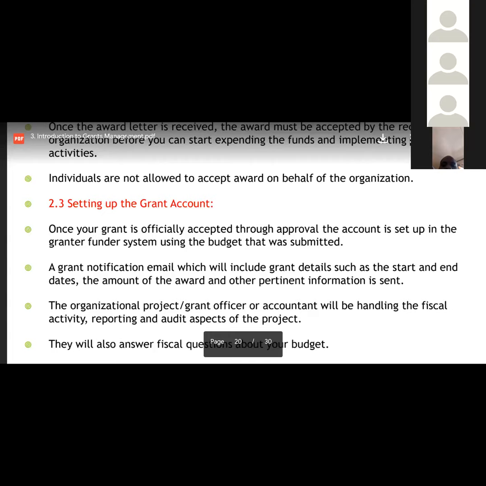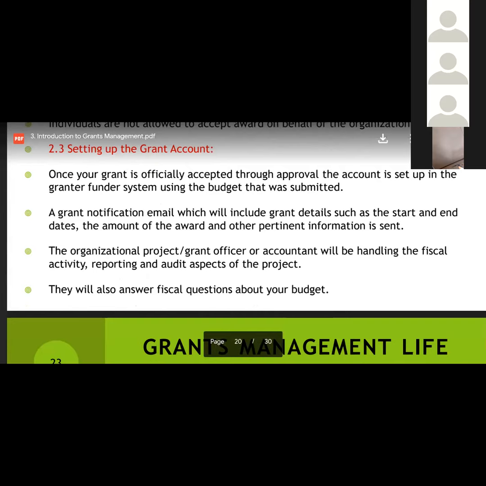Then the organizational project or grant officer or accountant will also be handling the physical activity and the reporting and auditing aspects of the project. And they will also be able to answer any fiscal questions about your budget that you might want to confirm with them.